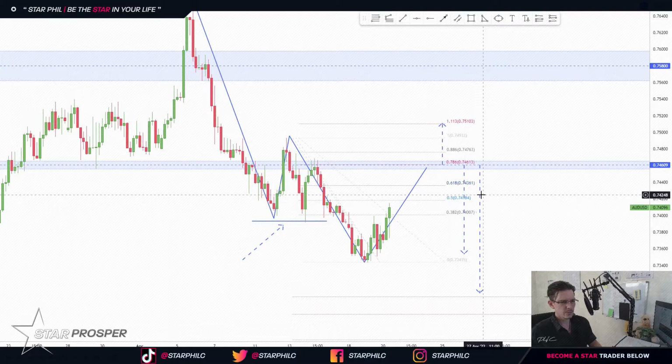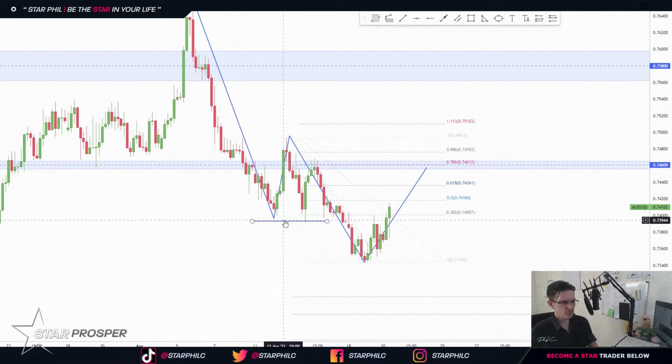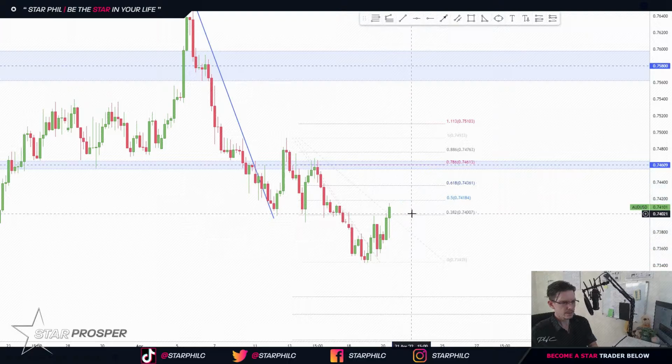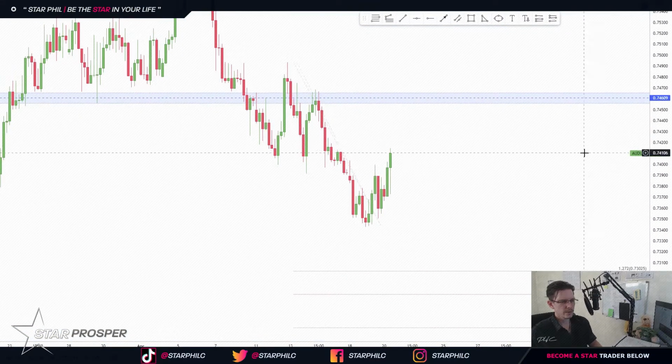The next thing that I want to pay attention to here is an opportunity on the 1-hour time frame in the form of a bat pattern, which I spotted earlier. So these are our highs.